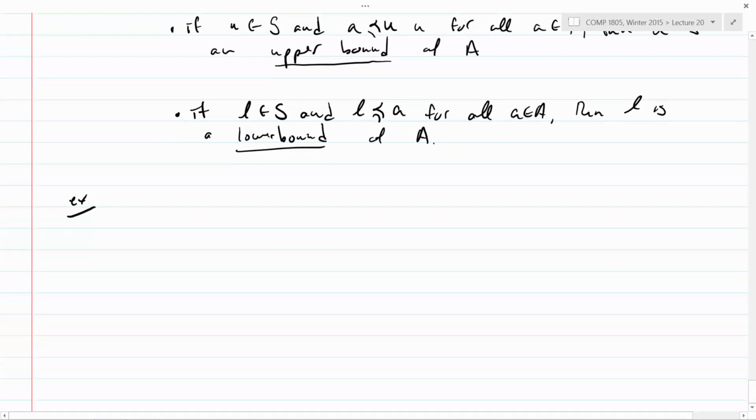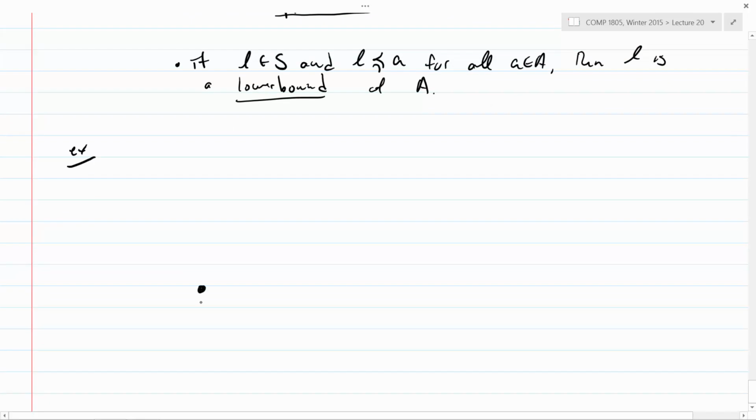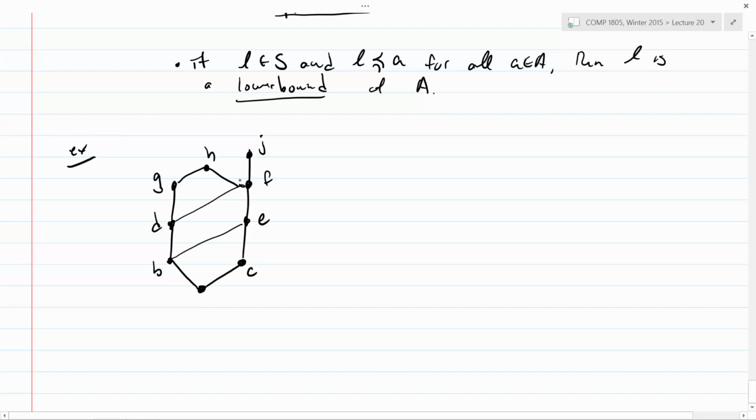So I'm going to define this Hasse diagram. I have A at the bottom, and then C, B, D, E, G, F, H, and J. Don't worry about where this comes from, and I'll add in some edges here to make it a little bit more interesting. This is just some diagram. I'd like to know about a bunch of these things.